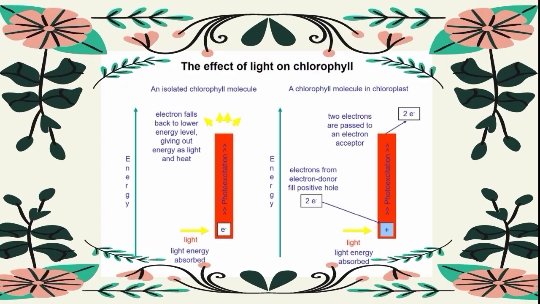So, in the chloroplast, each chlorophyll molecule is associated with an electron acceptor and an electron donor. These 3 molecules make up the core of a photosystem, and 2 electrons from the photoionized chlorophyll molecule are transferred to the electron acceptor. The positively charged chlorophyll ion then takes a pair of electrons from neighboring electron donors such as water.